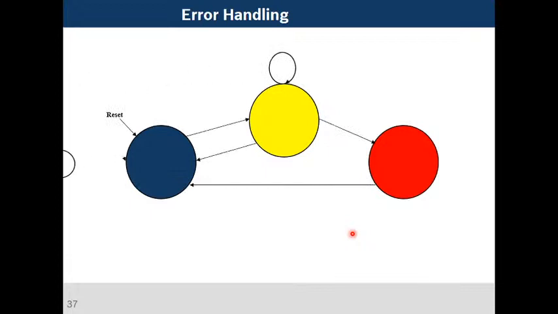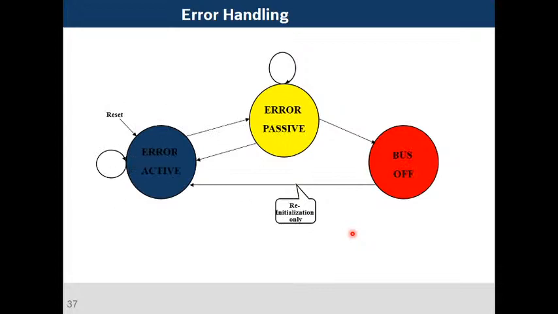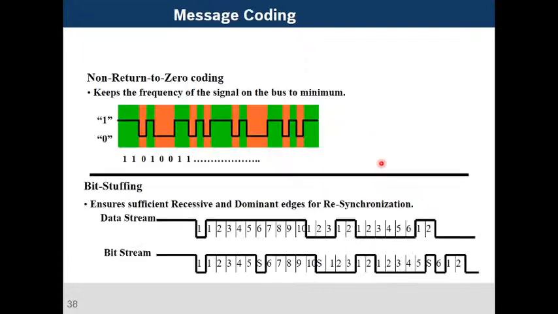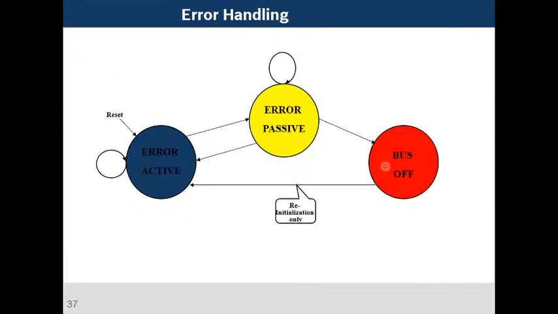Error handling. Okay, it's a simple thing to know how CAN bus error handling happens. The node will be in the error passive state, then it goes to the bus off state, then reinitialization is required, and then it goes to the active state. If something happens in the passive state, then again it goes back, or if it is in sleep mode, it will come directly to the active state. That's possible.